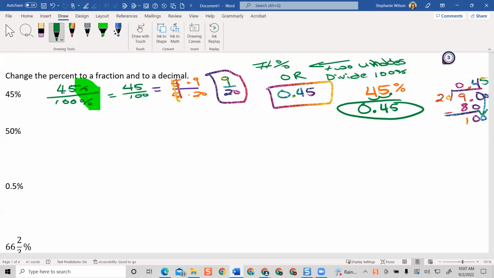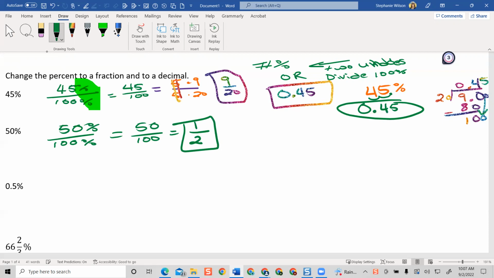All right. Now let's do the next one. The next one is 50%. We're going to write it in fraction and in decimal form. So I got 50% divided by 100%. And the percents reduce, leaves me with 50 over 100. Well, I know 50 goes into itself 1 time, and 50 goes into 100 2 times. So here's my fraction. And we know a half is 0.5. We can use a shortcut method, but that is my decimal form.